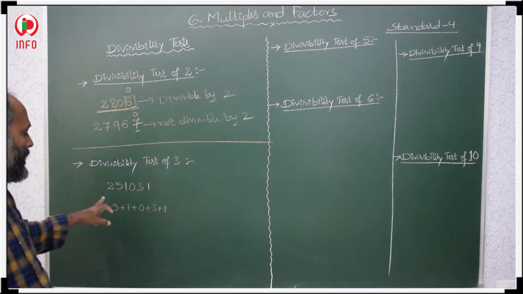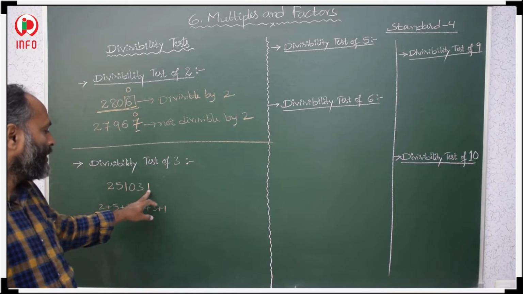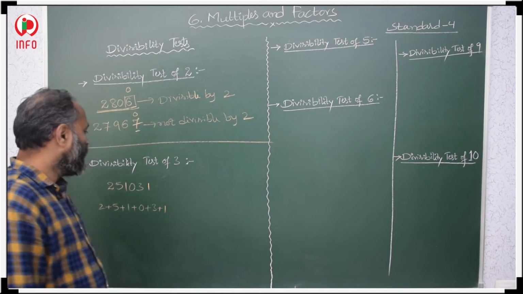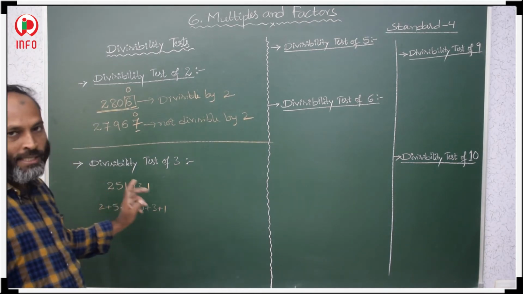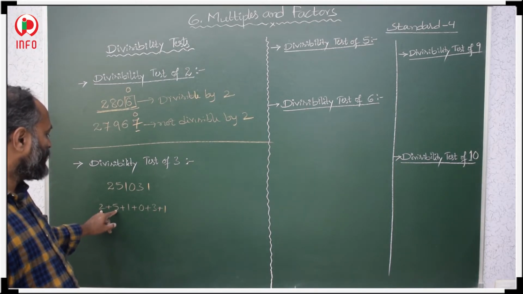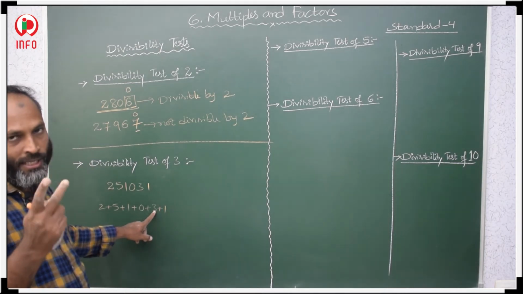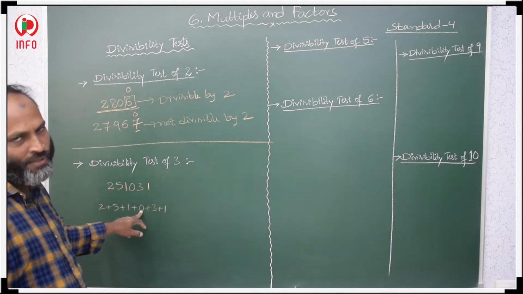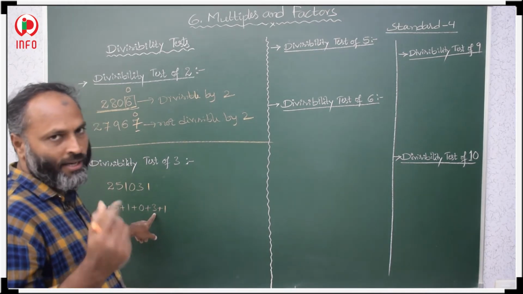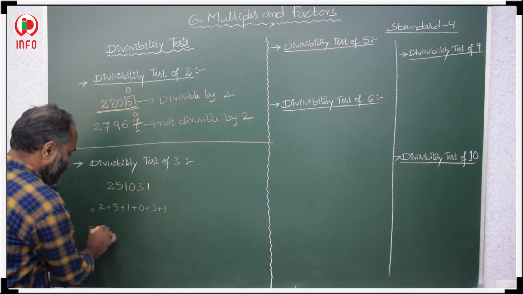How many digits do we have? 6 digits: 1, 2, 3, 4, 5, 6. These 6 digits we have to take, and then add all of them. 2 plus 5, 7, plus 1, 8. 8 plus 0 is 8. If 0 is there, no need to take that 0. 8 plus 3, 11, 11 plus 1, 12. What is our sum? 12.